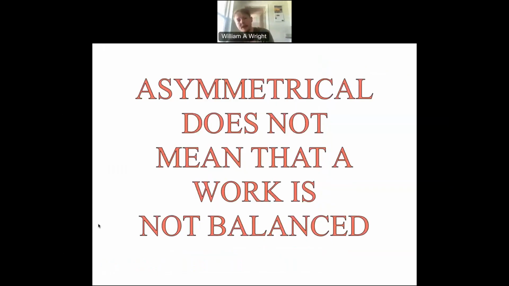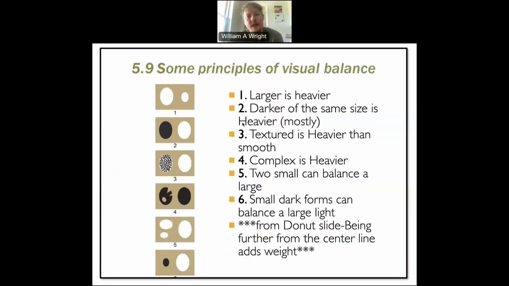So repeating that here, asymmetrical does not mean that the work is not balanced. You can balance it out even if it's not the same on each side. And here are some concepts to help you talk about how to do that.